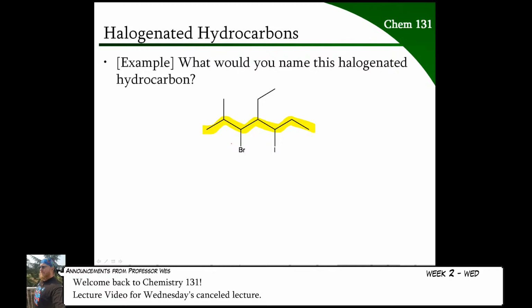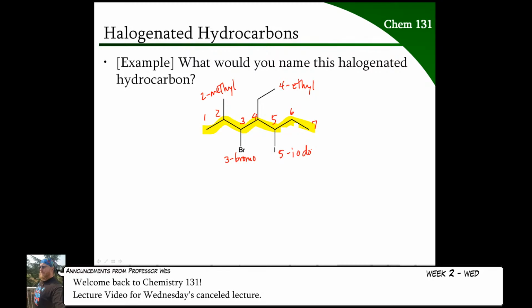And so, which direction do I number it? Well, if I go 1, 2, going left to right, or right to left, the first branch occurs at 2, going left to right, whereas the first branch occurs at 3, going right to left. So we know that that must be correct. So let's keep numbering. And now I'll just start naming them. So this is 2-methyl. This is 3-bromo. This is 4-ethyl. And then this is 5-iodo.